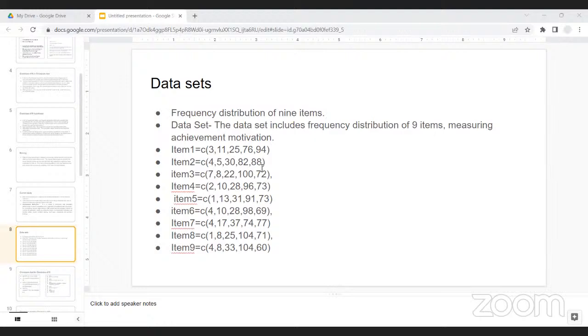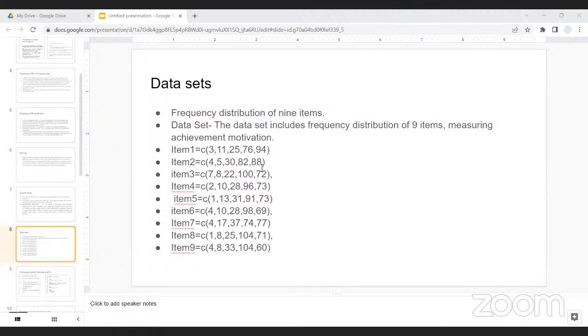Sir, I have a question. In item 1, we have 3. Shall we merge with 11? 3 plus 11, you can merge and then you can get 14. But here you can find 4, 5. That means 4 is less than 5. So it is better to merge this data with 5. It's 9. Okay, sir.